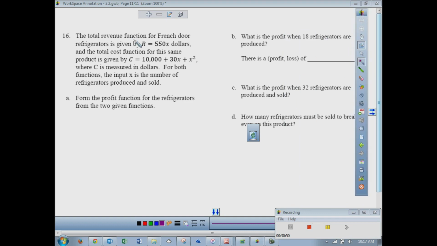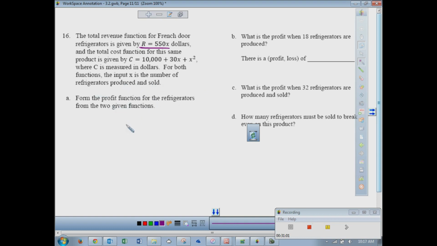Total revenue for French door refrigerators is given by this. R is revenue. That's how much money you make, right? How much they make. The cost is how much they spend. Here's the equation for that. They say for both functions, input x is the number of refrigerators produced and sold.